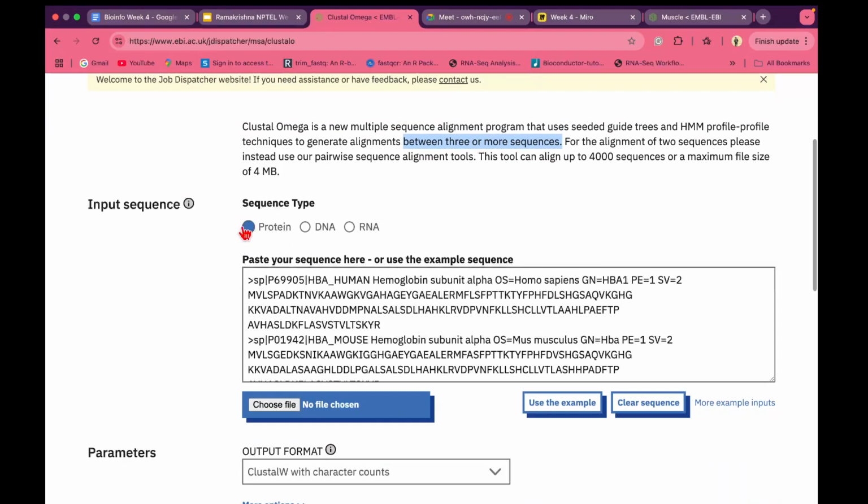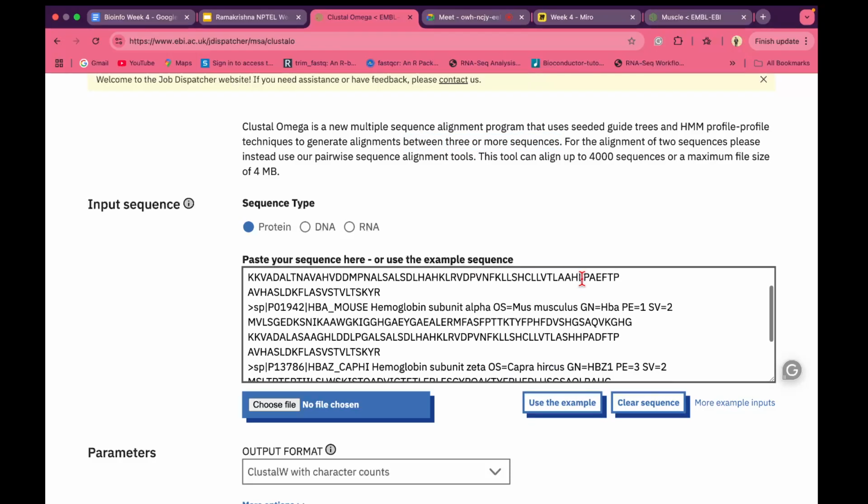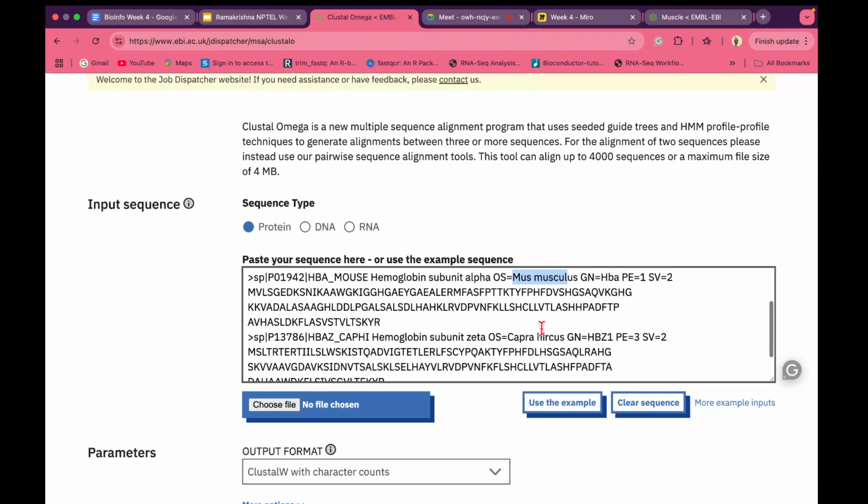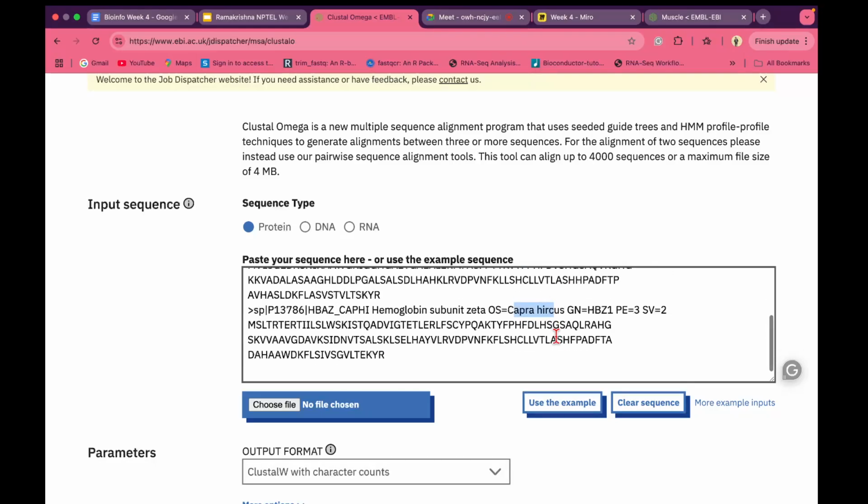Next they specify the input type. The input can be given in GCG format, FASTA format, or EMBL for nucleotides only. The sequence types include protein, DNA and RNA. Actually, I have used the example sequences, which include an alignment of 3 sequences: hemoglobin subunit from Homo sapiens, mouse and Capra hircus.